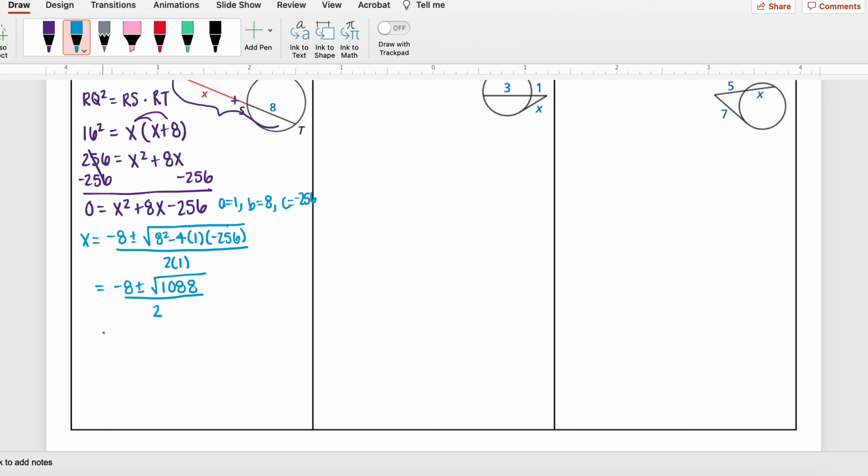And since I only want the positive solution because a length can't be negative, that means I'm only wanting the negative 8 plus the square root of 1088, over 2. And when you put that in your calculator, you should get that x is approximately 12.49.